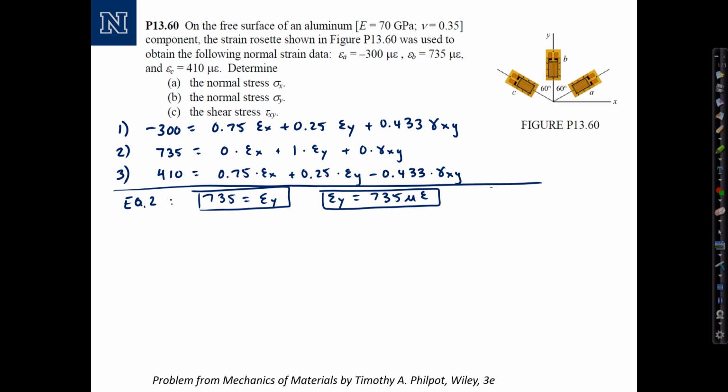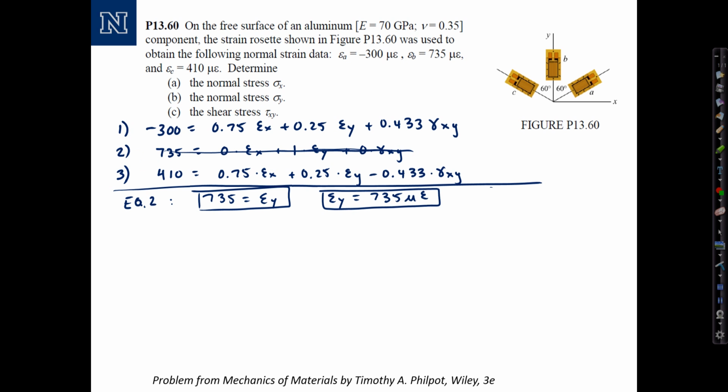Okay? Now, notice equations 1 and equation 3, I have some symmetry. But epsilon x is multiplied by 0.75 in both equations. And gamma xy is multiplied by 0.433, positive in one equation, negative in the next equation. Okay? I'm not going to use equation 2 anymore, that's why I crossed it out.